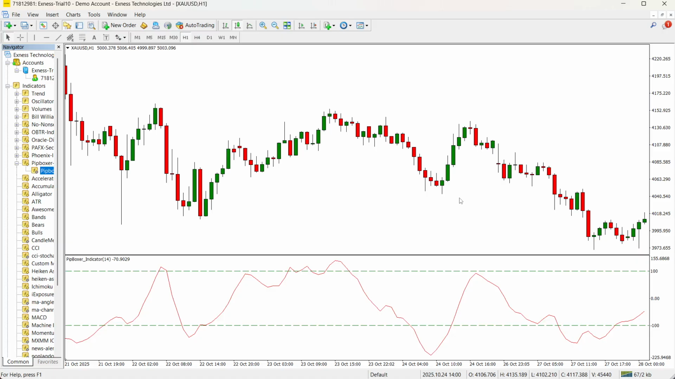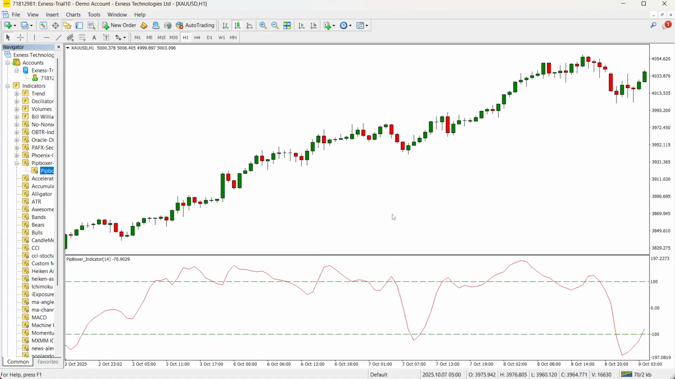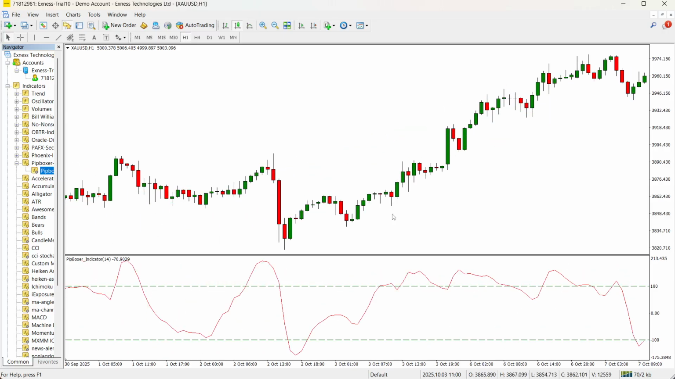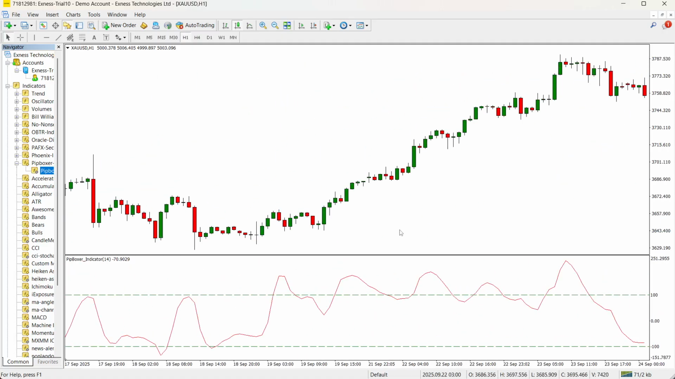Like any oscillator, it can remain at extreme values or give early or false indications in strong trends or choppy markets. So traders should always combine it with price action, support and resistance, and sound risk management before making decisions.